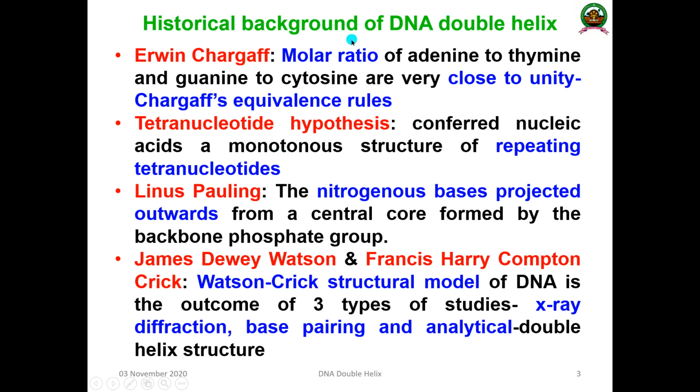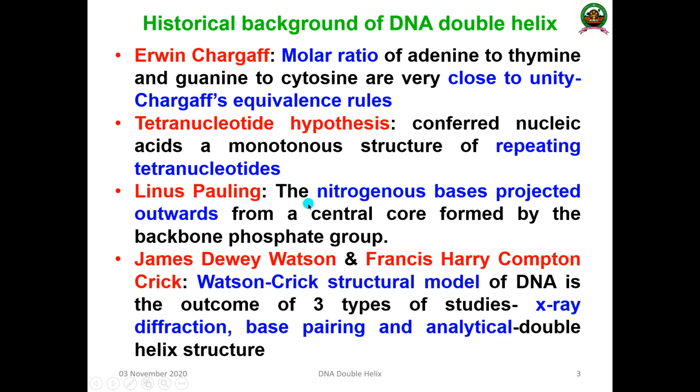Then, in continuation of these studies, the scientific community believed that nucleic acids are a monotonous structure of repeating tetranucleotides, and this was called the tetranucleotide hypothesis. That is, the nucleic acid is made up of repeating tetranucleotide residues, thus it is known as the tetranucleotide hypothesis. Then later, regarding the nitrogenous bases and sugar, the sugar phosphate backbone is very important, and later came the great scientist Linus Pauling.